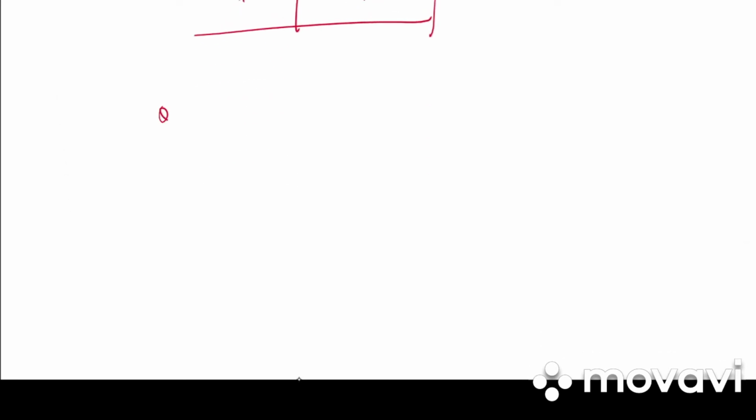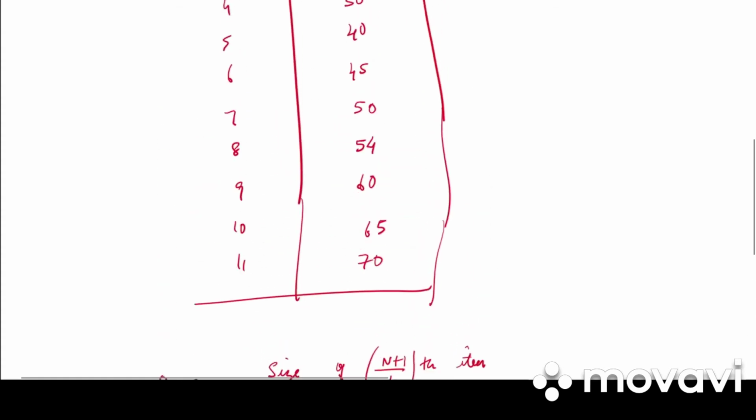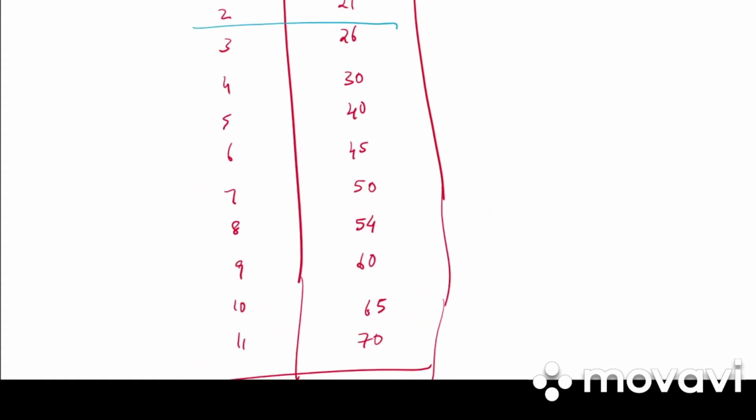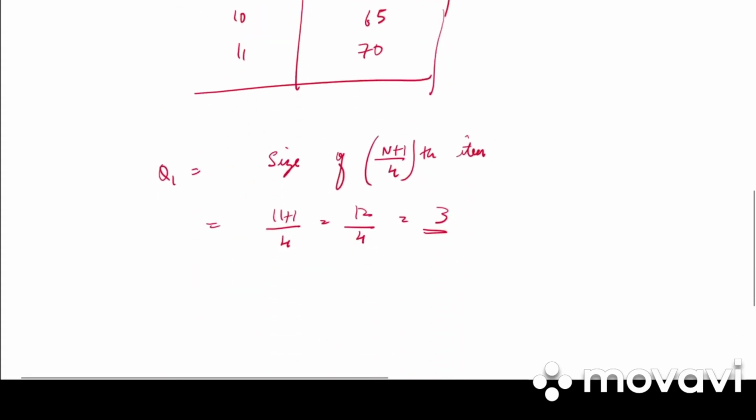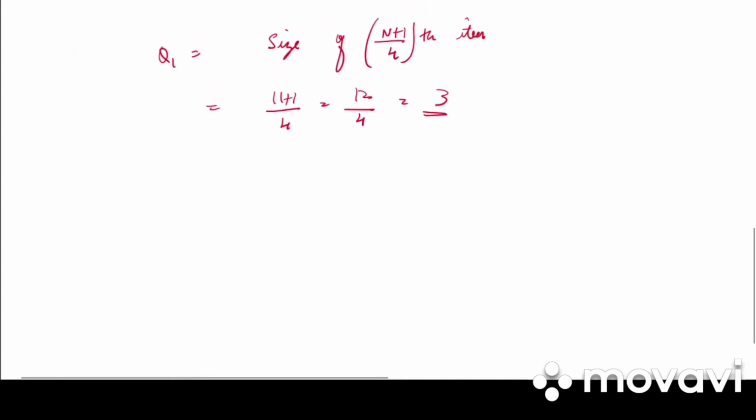So first we need to find Q1. What is Q1? Size of (n plus 1) by 4th item. So 11 plus 1 by 4. 12 divided by 4 is 3. What is the size of the third item? It is 26. So Q1 is equal to 26.